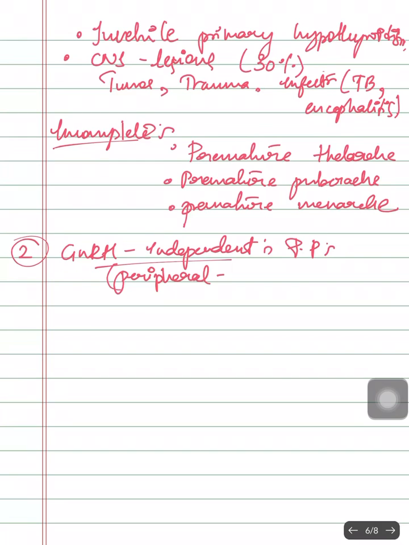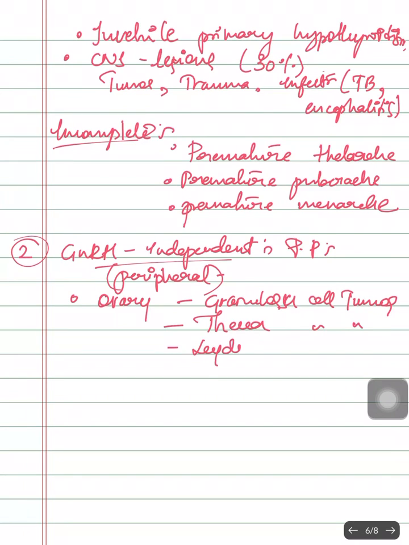Okay, first we will see the ovary. These are tumorous lesions, and if any tumoral causes are there, then the person may attain precocious puberty. The ovarian causes are granulosa cell tumor, secondly theca cell tumor, then Leydig cell tumor and chorionic epithelioma, and next androblastoma.